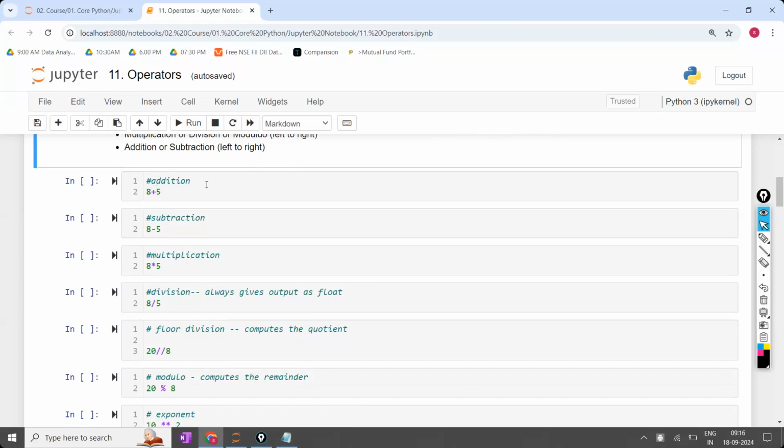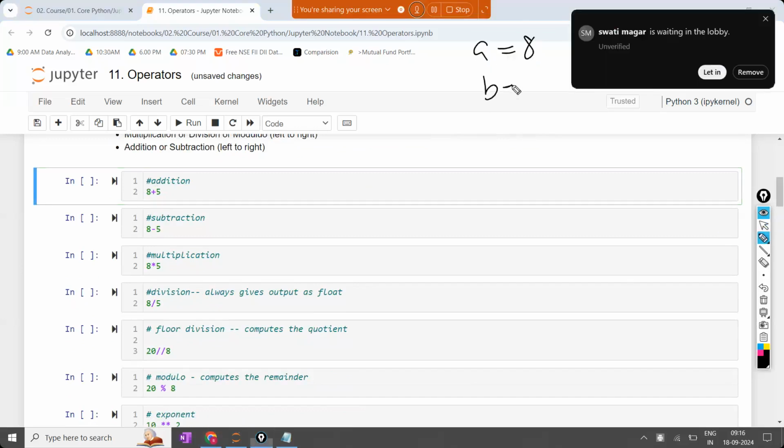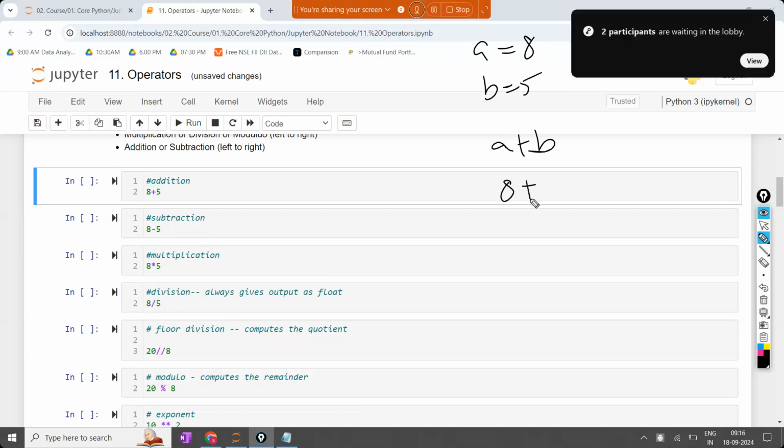First, let's start with addition. For addition, 8 plus 5. Sir, are you not going to store it in a variable? If you are interested to store it in variables, a is equal to 8, b is equal to 5. If you ask a plus b, what it is going to do, basically first it will collect the a value. What is the a value? 8. What is the b value? 5.